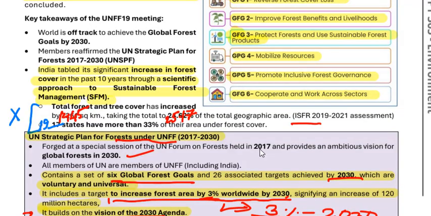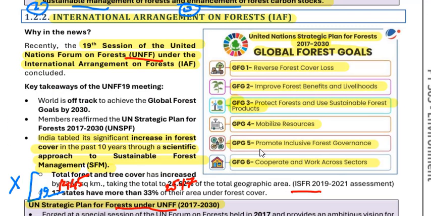Let's see, 6 goals are mentioned. The 6 goals are given for the global forest goals for 2017 to 2030. You don't need to again remember all these 6. There are 6 goals. First, reverse forest cover loss. Second is improve forest benefits and livelihoods. These are common points, no need to remember. Third goal is protect forests and use sustainable forest products. Fourth is about mobilizing resources. Fifth is about promoting inclusive forest governance. Sixth is about cooperation and working across sectors.